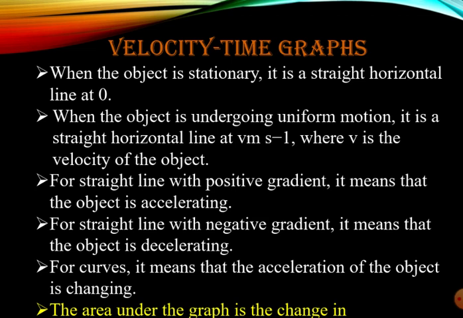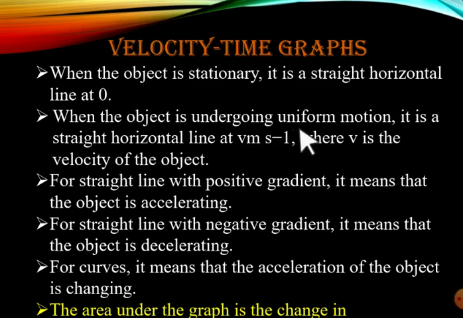First, when the object is stationary, what happens? It is a straight horizontal line at 0. That means velocity is 0, which means your graph will be drawn along the time axis, the x-axis. We will show you after this.